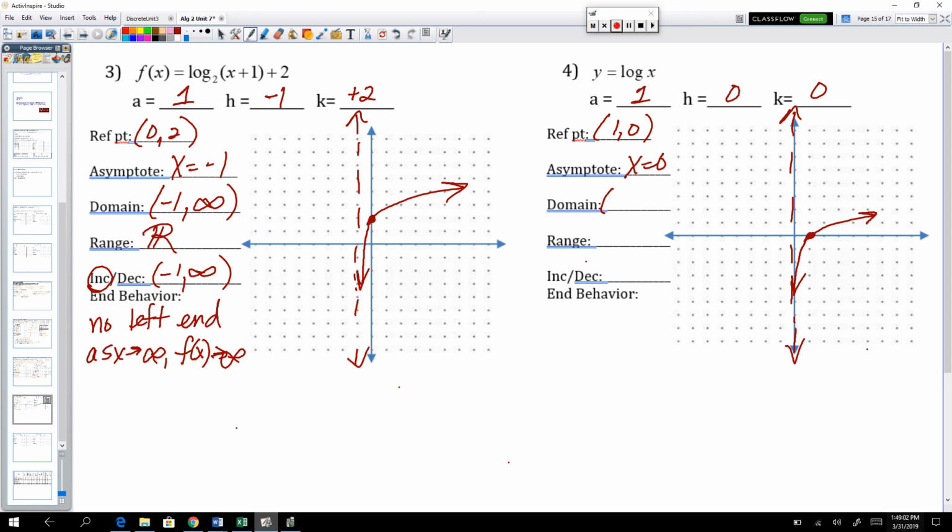Our domain is 0 to infinity. Our range is all real numbers, which is true of all log graphs, whatever their base. We are increasing for the entire domain of this function from 0 to infinity. There is no left end. And on the right-hand side, as x goes to infinity, y goes to infinity slowly but surely. Let's take a look at our challenge problems.